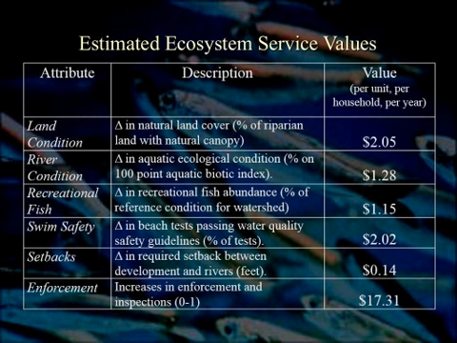So to come up with a total value for a riparian land policy, you would then have to model out what would happen. You get a certain amount of riparian land vegetation. That leads to a change in river quality. That leads to a change in fish.